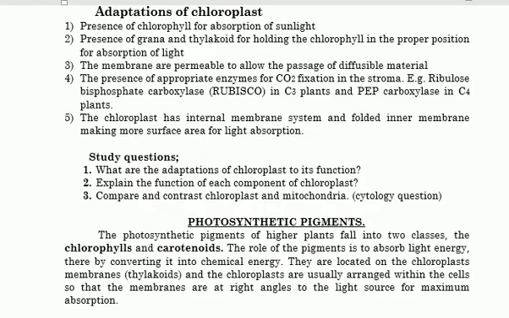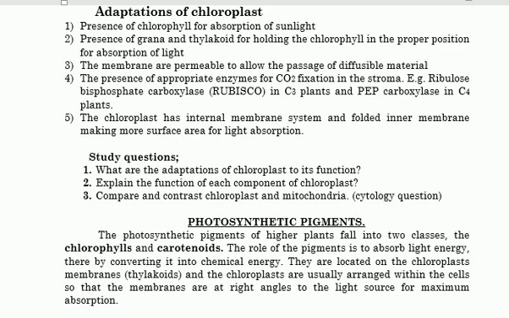Okay, let's proceed to the adaptation of chloroplast. So chloroplasts have been adapted in different ways. First, the presence of chlorophyll for absorption of sunlight. Second, the presence of grana and thylakoids holding the chlorophyll in proper position for absorption of light. And third, the membrane is permeable to raw materials and products of photosynthesis, to pass through it, to enter or to leave the chloroplast.